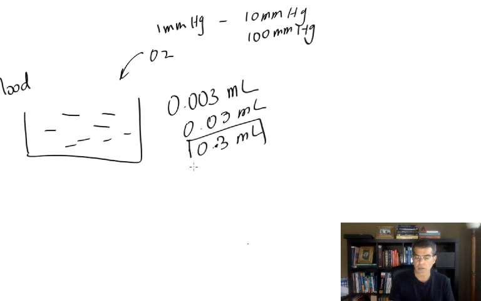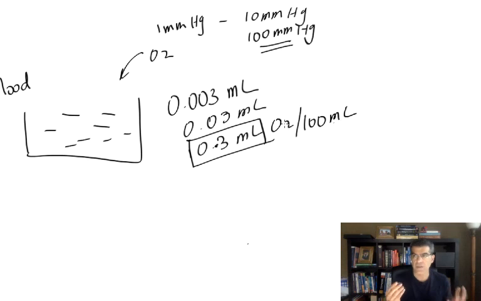inside the blood. What is my normal partial pressure of oxygen inside the blood? The normal partial pressure is 100 millimeters of mercury. In other words, at a normal pressure of the oxygen, you have 0.3 ml oxygen for 100 ml of the blood as dissolved oxygen. So, at the pressure of 100 millimeters of mercury, you can dissolve 0.3 ml of oxygen in 100 ml of your blood. So, how much blood do I have?